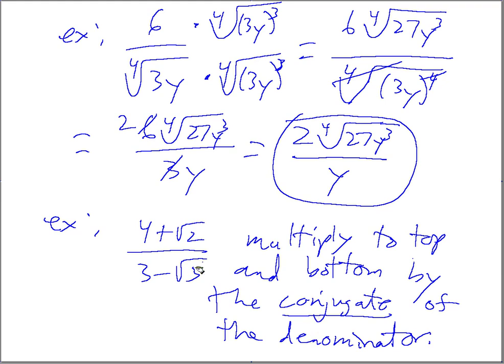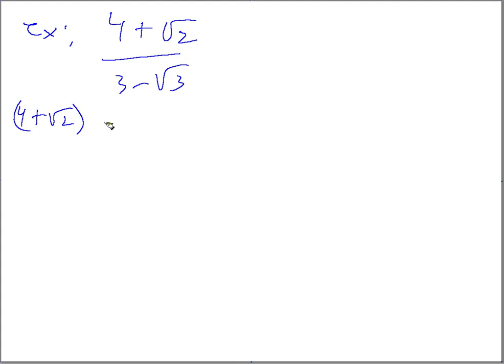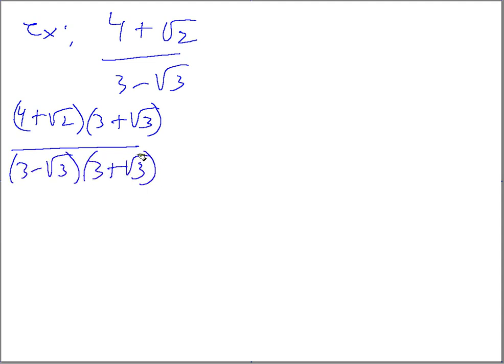So you want to times top and bottom by 3 plus radical 3. So let me do that on a new screen here. Let me go and clear this out. So earlier problem, let me just recopy it. 4 plus root 2 divided by 3 minus root 3. So to simplify this, let me start the process here. 4 plus root 2 times 3 plus root 3, conjugate of this denominator, over 3 minus root 3 times 3 plus root 3. So essentially I'm multiplying top and bottom by the same thing, just the conjugate of the denominator. So I'm not changing anything.